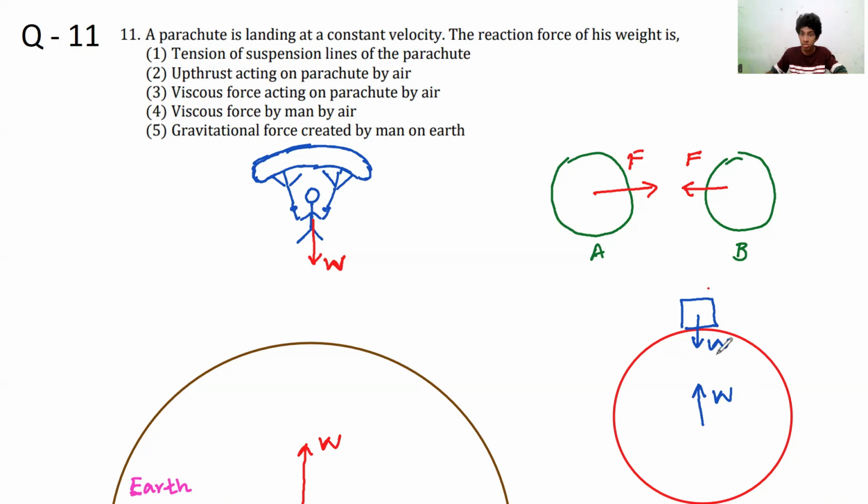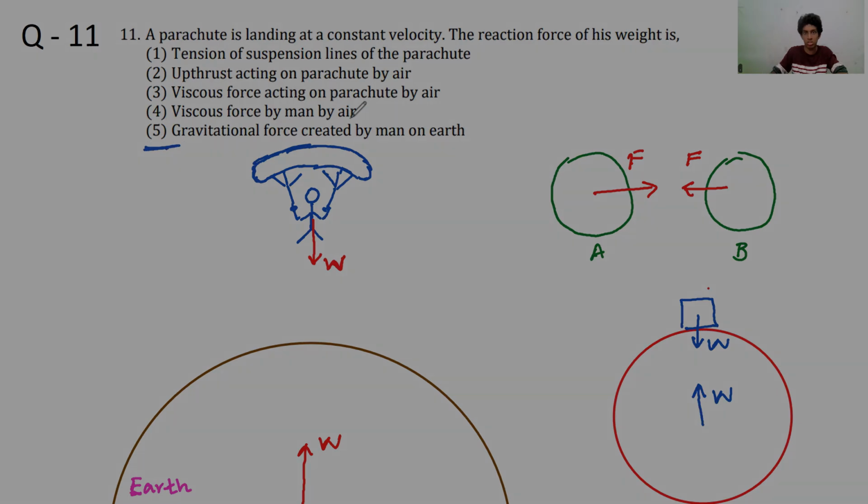So those are always action and reaction. So in this question, the reaction force of the weight of the man will be the gravitational force created by man on Earth. Therefore, the correct answer is the fifth one.